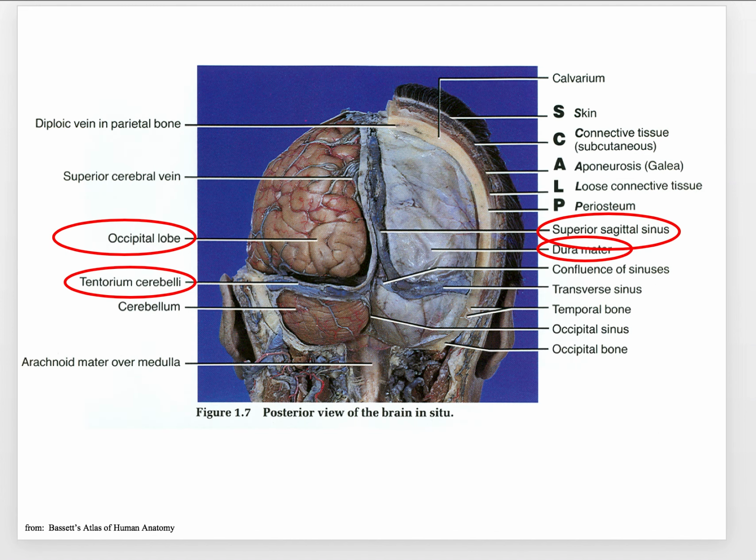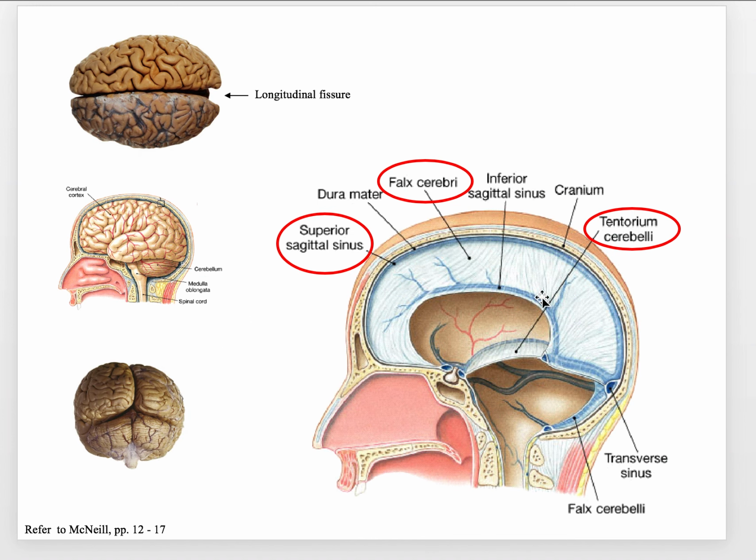So here, and this is a posterior view, so we're looking at the back here, what we can see is the superior cerebral vein that's present right along in here, and superior sagittal sinus, right along in here. The dura mater is on top of it. And then what we also see is that we have the occipital lobe positioned back here, and the tentorium cerebelli right here. Then, if we look ahead, we can try to compare some of the other structures. We see, again, this superior sagittal sinus and how it's positioned with the falx cerebri and the tentorium cerebelli.